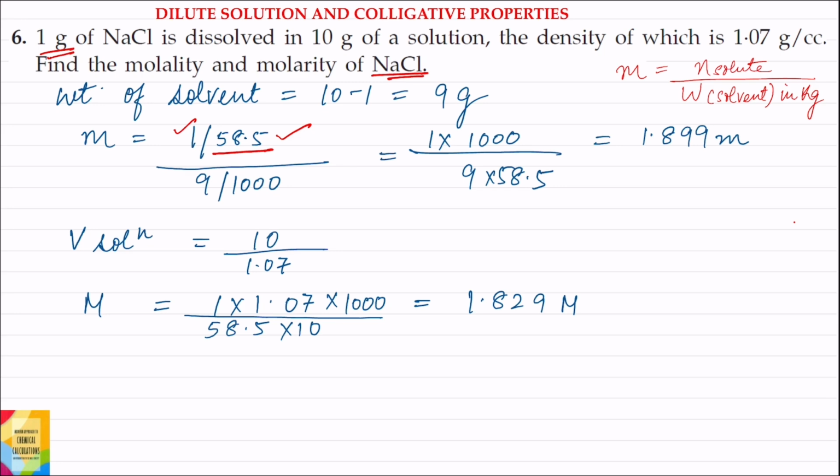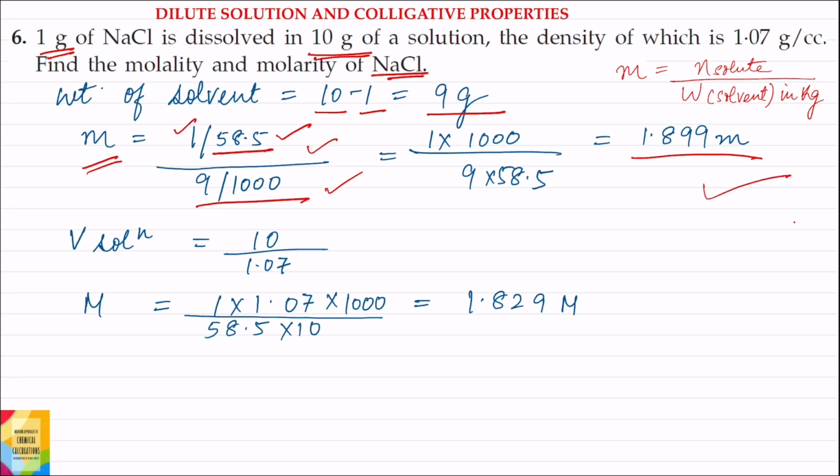Now what will be the weight of solvent? Weight of solution is given as 10 gram, weight of solute is 1 gram. So 10 minus 1, that is weight of solution minus weight of solute, will give the weight of solvent, which is equal to 9 gram. Now weight of solvent in kgs will be equal to 9 divided by 1000. So putting the values in the formula for molality, that is moles of solute divided by weight of solvent in kgs, is equal to 1.899. This is the value for molality.